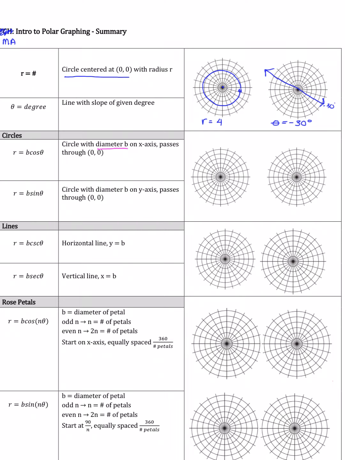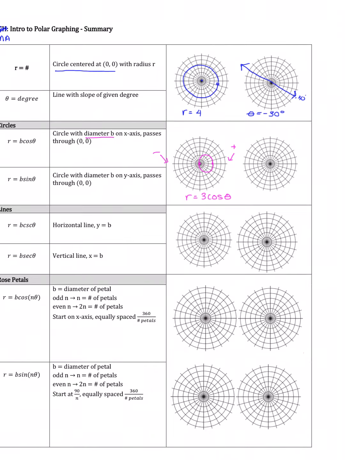If it's cosine, it comes off of the x-axis. So positive would start over here, negative would be over here. So if I had r equals 3 cosine theta, I would go out a diameter of 3, and you would go through the origin and you would go through the radius of 3, and it's just a circle then. So those are the ones where you have to complete the square if you're doing the conversions.